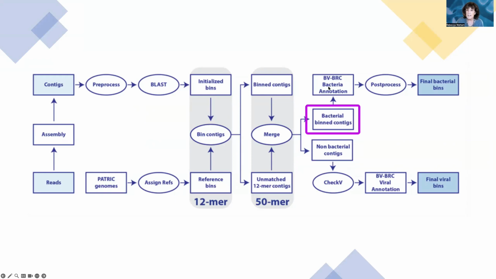If it gets to a bacterial bin, it goes into annotation using RASTtk. You get the final bins. If they're non-bacterial bins, it uses something called CheckV for the viral annotation. And then you get your final viral bins.